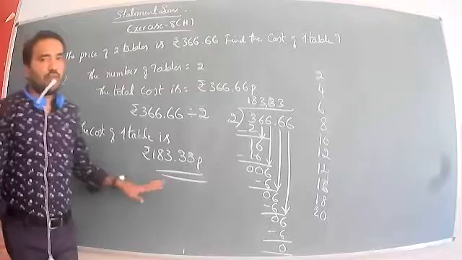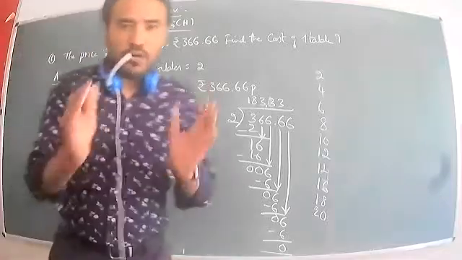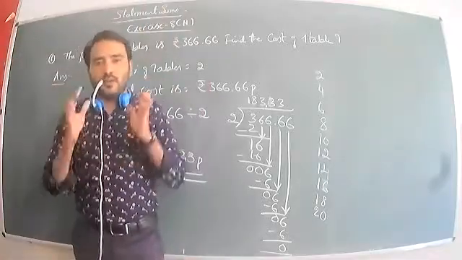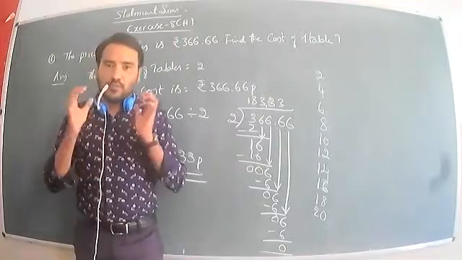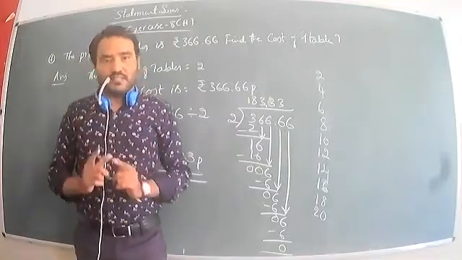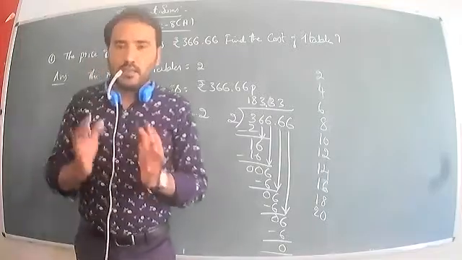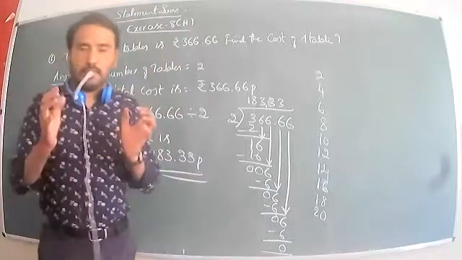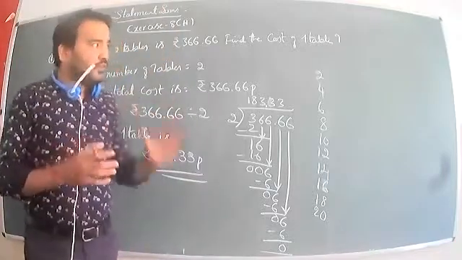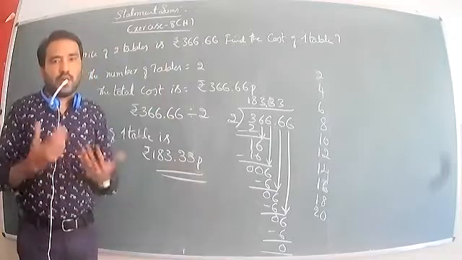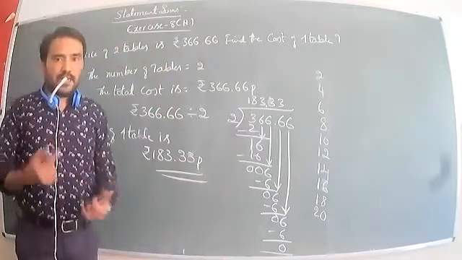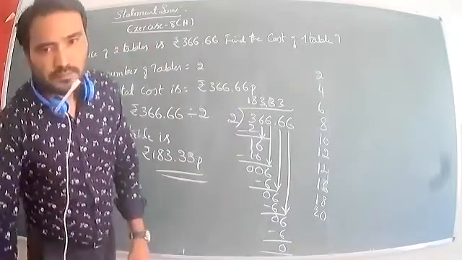So first, the total amount we write as the dividend, and the number of objects as the divisor, and we arrange the division. So I hope all of you understand this concept. First question done. Shall I go for the next question? Yes, I will take the next question.